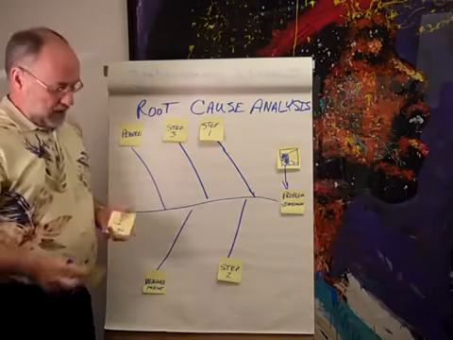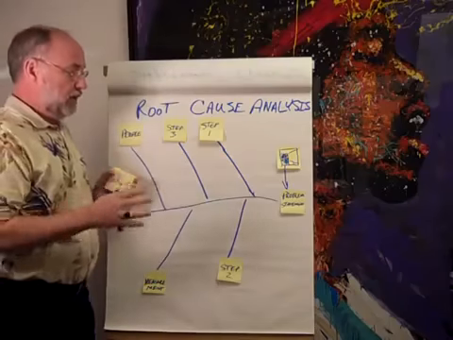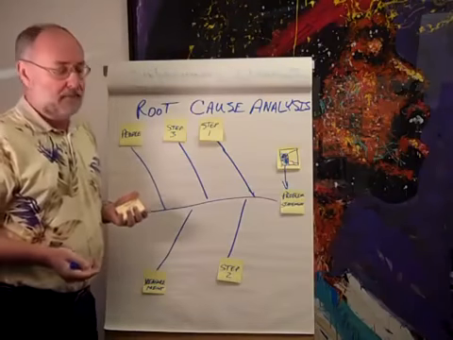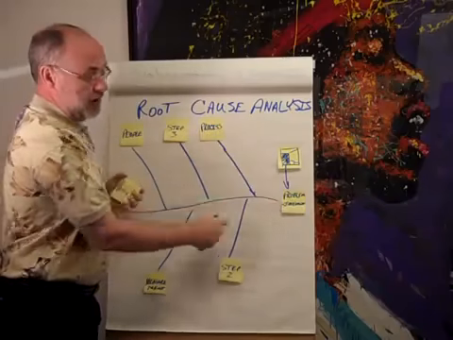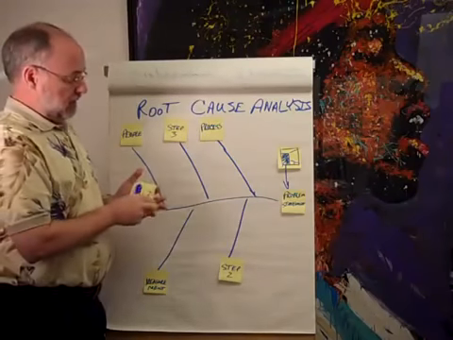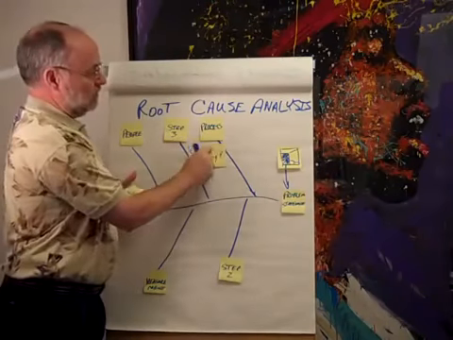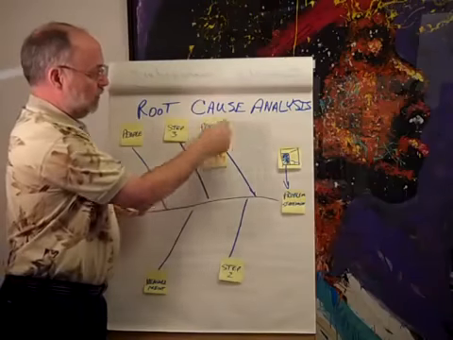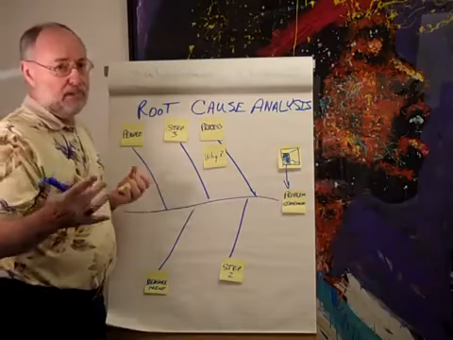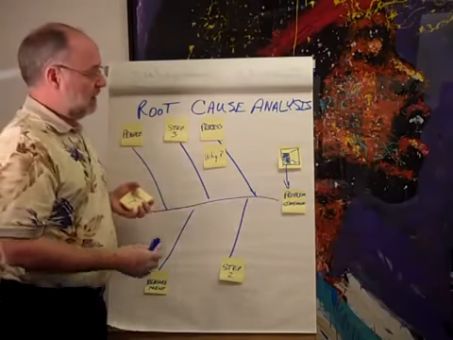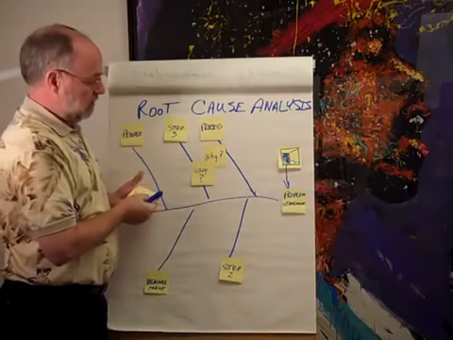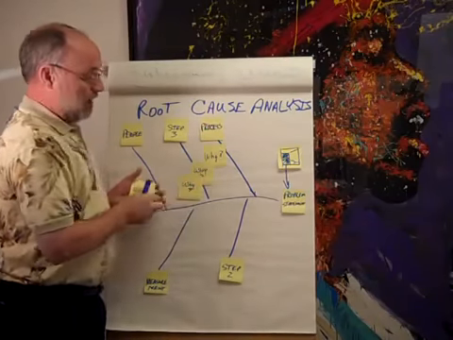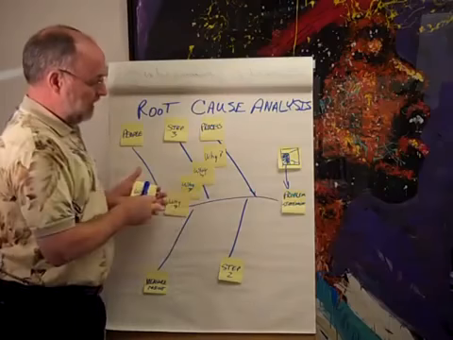All right? And so then what we want to do is start to ask why. Well, why did process cause our problem? And so that's our first answer. We'll get a why. Well, why did that cause that? Well, because that's how it's set up. Well, why is it set up that way? And we keep asking why, up to 5 whys.